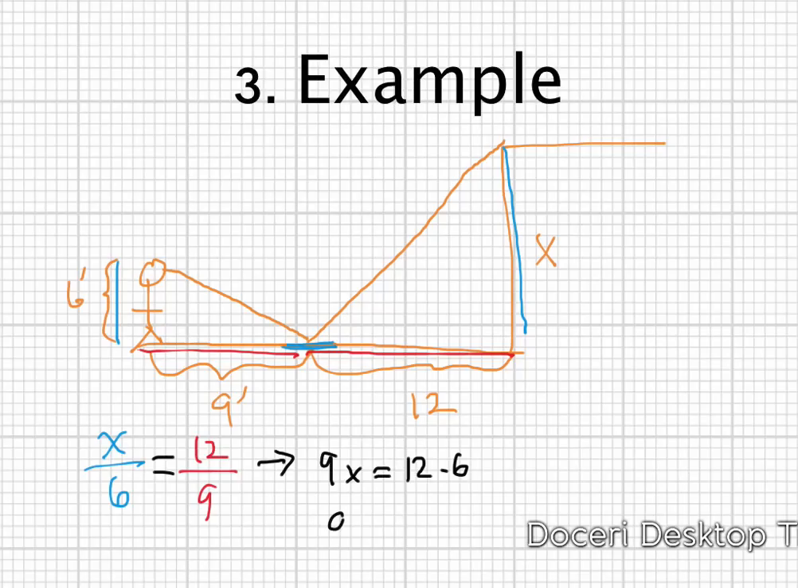12 times 6 is 72. So that means that x will equal 72 divided by 9, which I can reduce by 9. 9 goes into 72 how many times? That's right, that's 8. So how tall is the building? 8 feet. Not a very tall building, is it? It's probably like a one-story house, right? So the building is 8 feet tall. So that's an example for you. Okay?